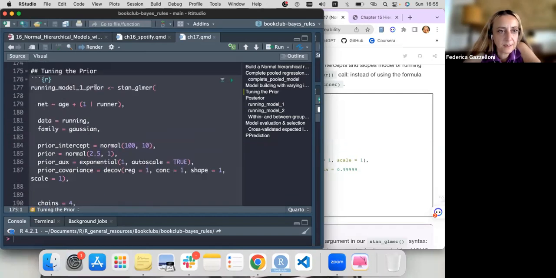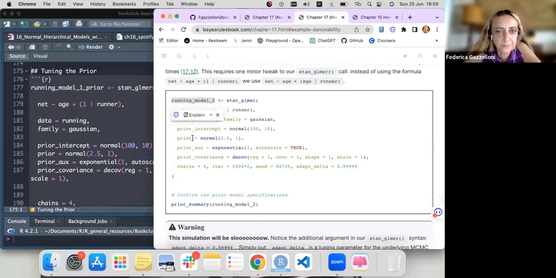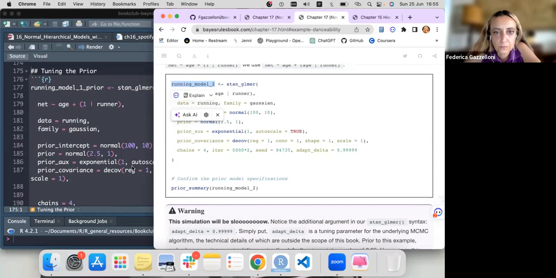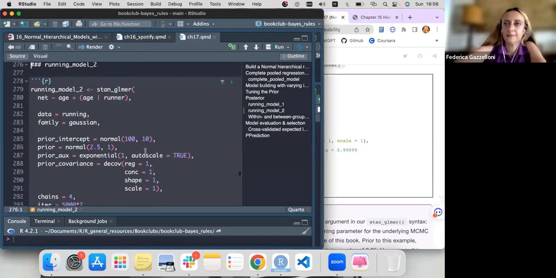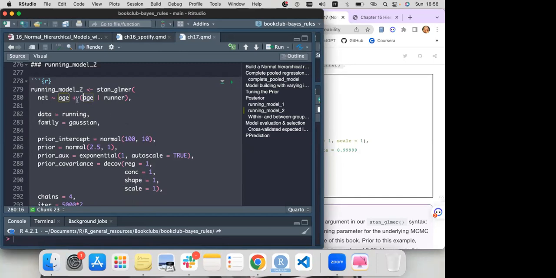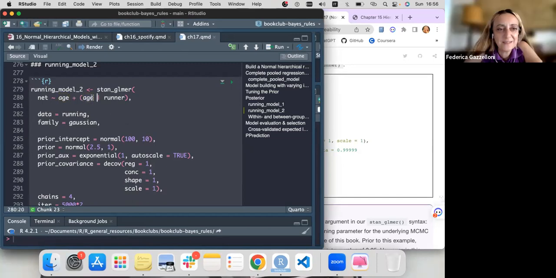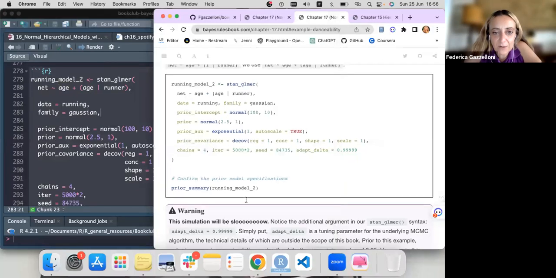This is model one and this is model two. Can you see that in model two we are varying intercepts? So what changes is here, basically as we did with Spotify. We added this age term with different runners, and so you run this model and have a look at the summary.